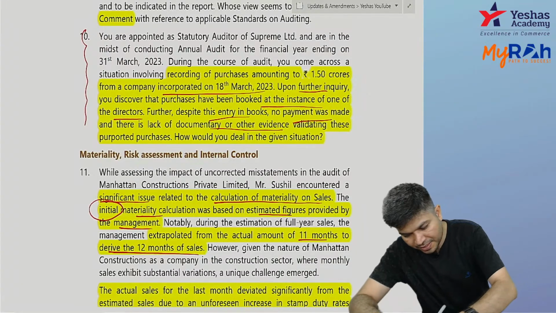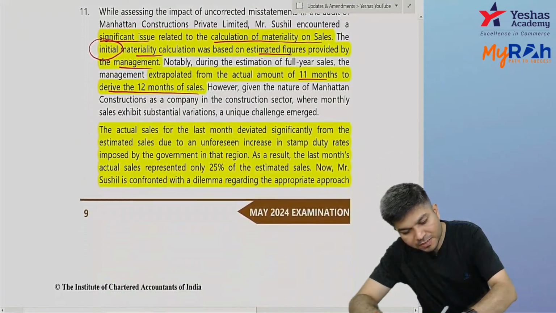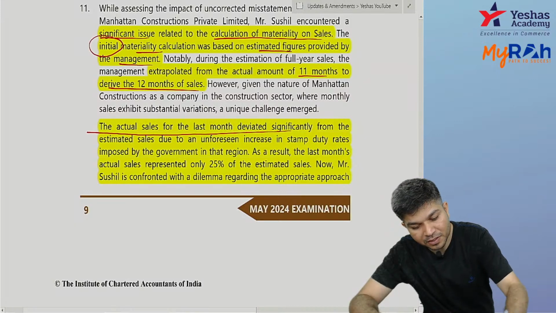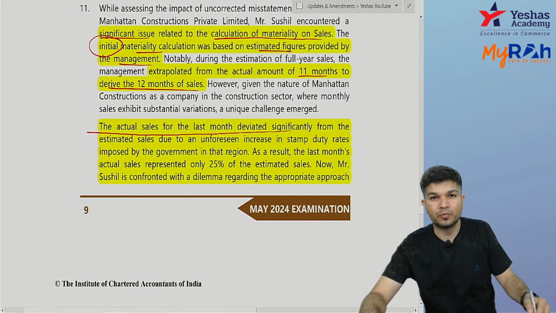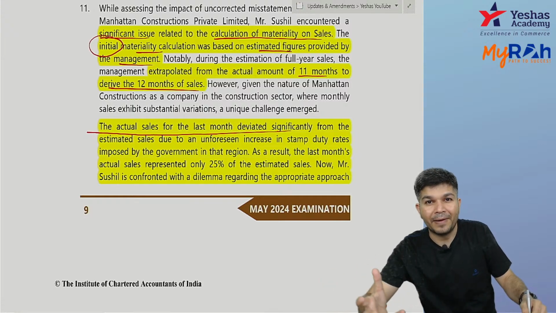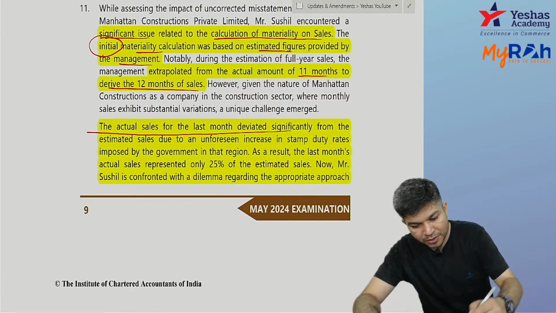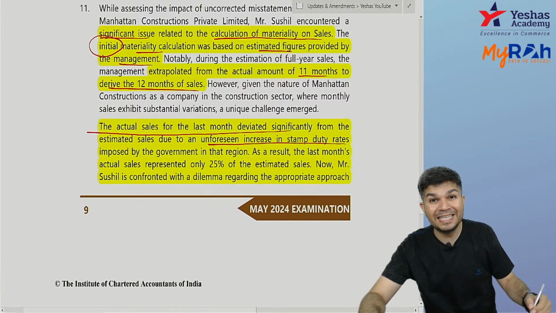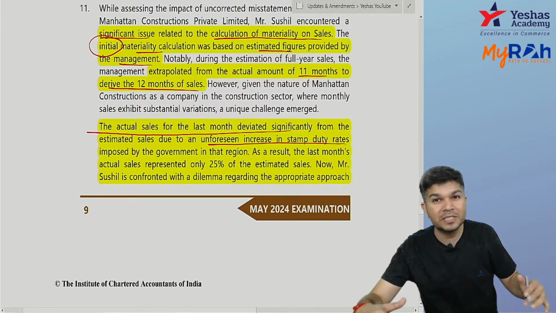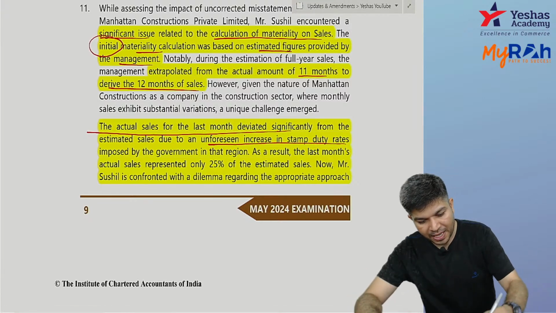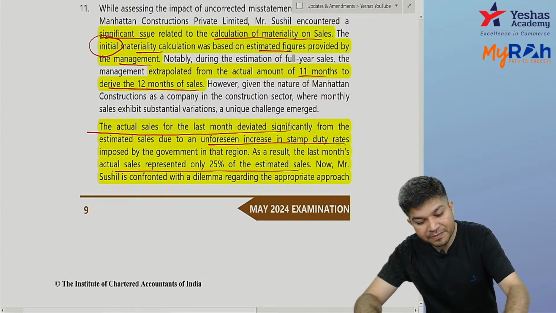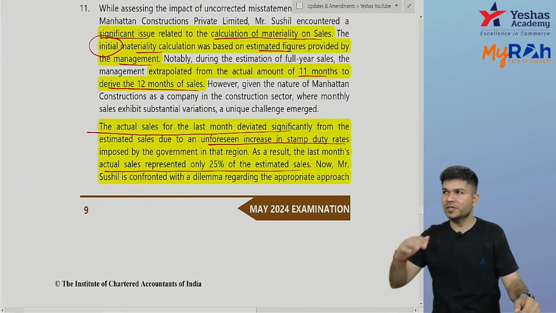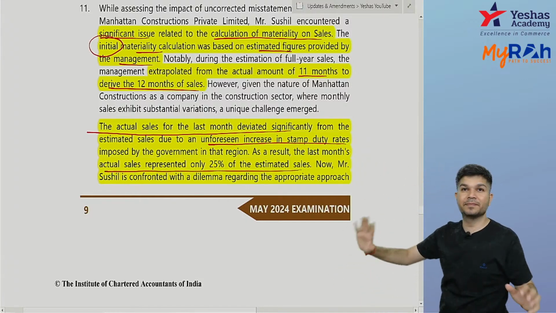Okay. The actual sales for the last month differed significantly. So we determined the materiality level based on estimated sales. Now actual sales of the last month have changed a lot. Why? Due to an unforeseen increase in stamp duty. The housing sales reduced, and actual sales are only 25% of estimated sales. So we estimated more sales, actual is less.